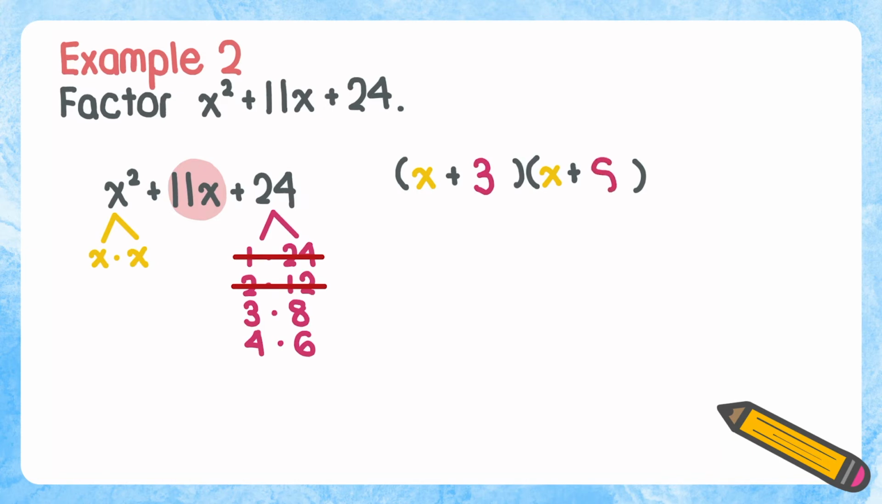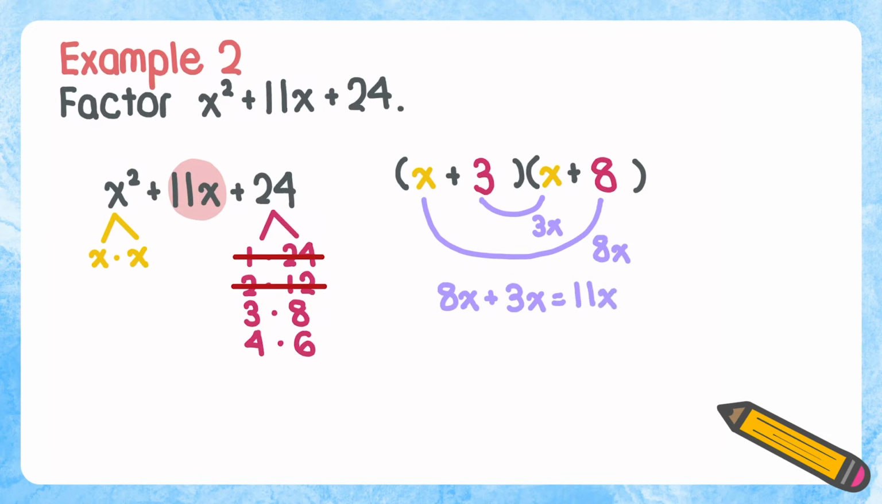So x plus 3 times x plus 8. Remember to check, I'm going to multiply the outside terms first and also the inside terms. So x times 8 is 8x, and 3 times x is 3x. So I combine these, and 8x plus 3x equals 11x. And this is what I'm looking for, 11x. So I factored using the method of exhaustion. And so let me just rewrite it. I got x plus 3 times x plus 8.